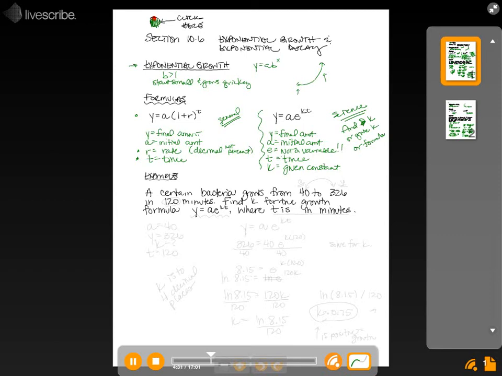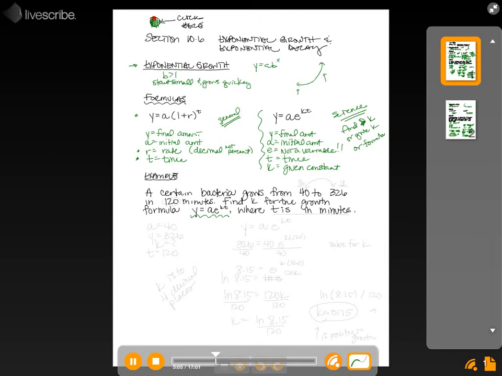All right, we've got an example here. It says a certain bacteria grows from 40 to 326 in 120 minutes. Find K for the growth formula y equals a times e to the kt power, where t is in minutes. So it tells us specifically that we're going to use that second formula. If it hadn't said find k, then we would be using the other formula. So you really have to read the problem. You got to read and figure out what it's asking for to figure out which formula you're going to use.